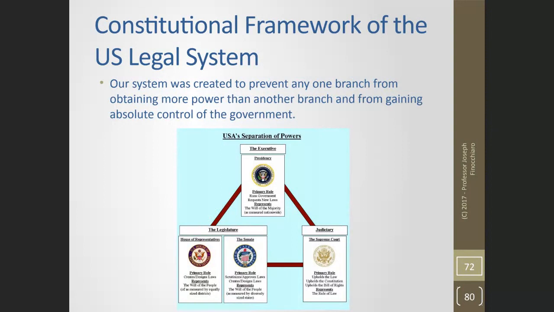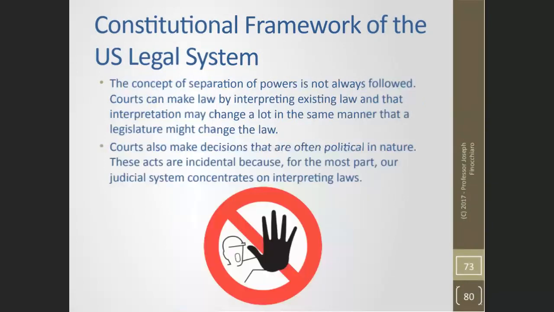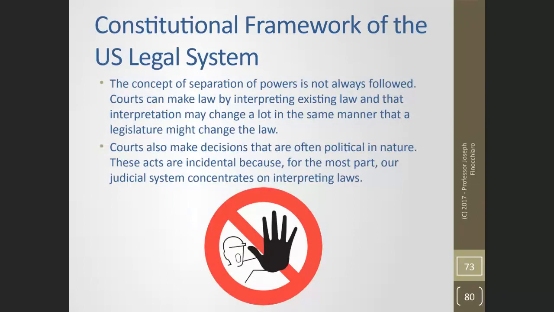Our system was created to prevent any one branch from obtaining more power than another branch and from gaining absolute control of the government. The concept of separation of powers is not always followed. Courts can make law by interpreting existing law, and that interpretation may change a lot in the same manner that a legislature might change the law. Courts also make decisions that are often political in nature. These acts are incidental. For the most part, our judicial system concentrates on interpreting laws.